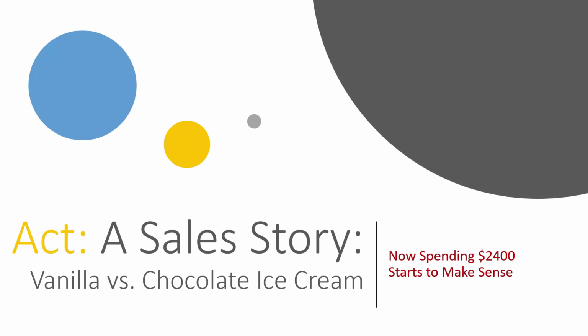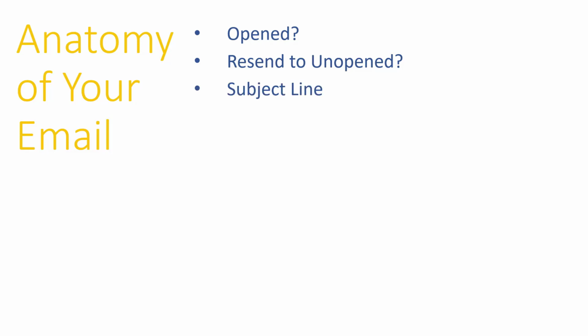So let's talk about the anatomy of the email you would send out. When you first send it out, let's say you send it out to 1,000 people, you want to know obviously who opened it. You want to know, if they didn't open it, can you resend it to the people that have not opened it, unopened? Also, you can change that second email that goes out. So maybe you change the subject line. You can test subject lines to see which one is more effective. So you can have a second email go out if the first one isn't opened.